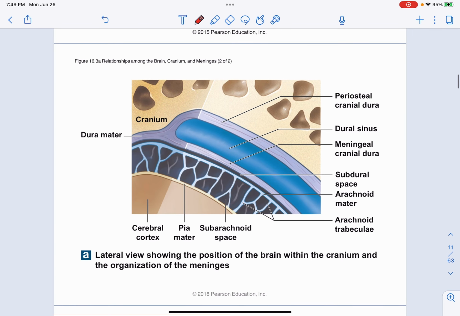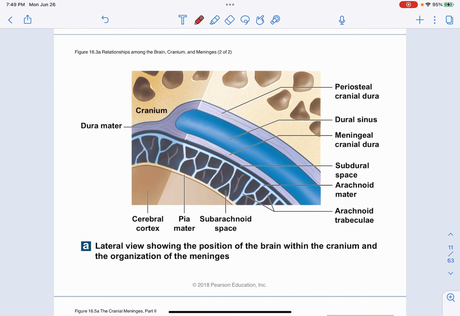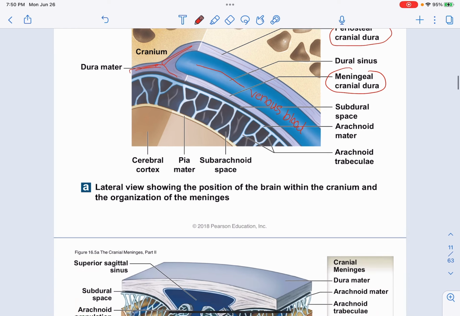All right, so this is a closer look. You can see here the dura mater, and you can see it split into these two layers. It splits into the periosteal layer and the meningeal layer. And then flowing through there is venous blood, which will eventually drain into the jugular vein and head back to the heart.